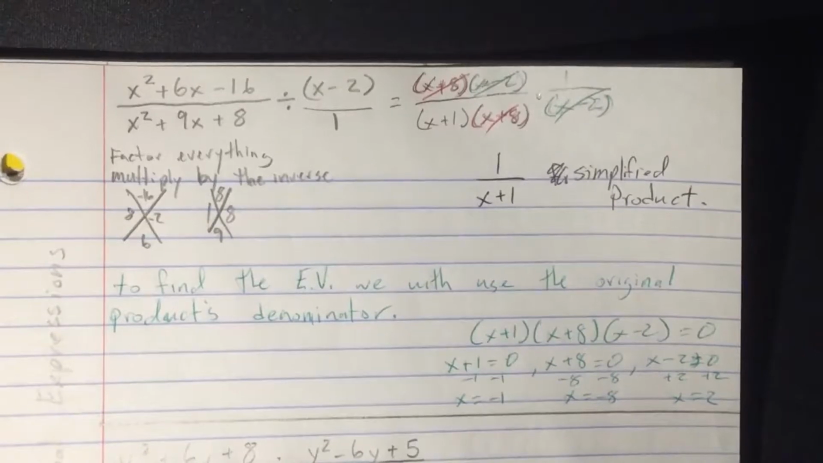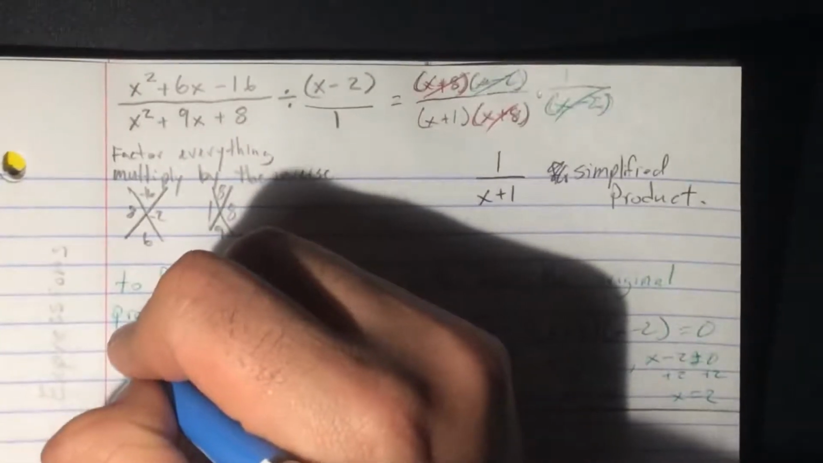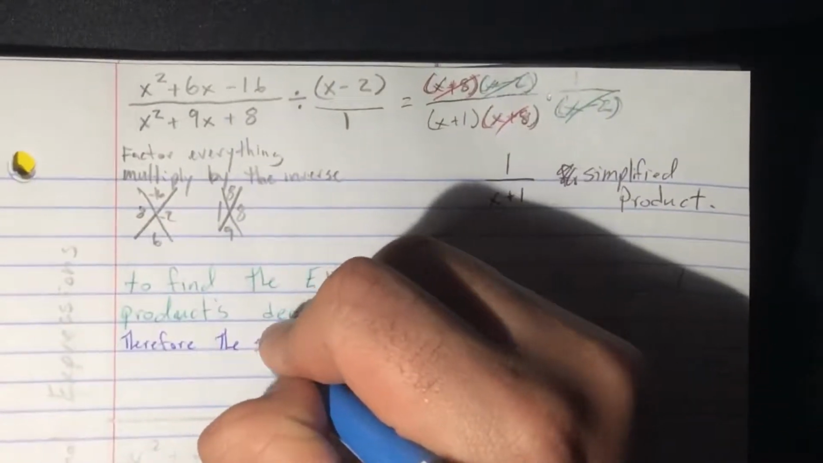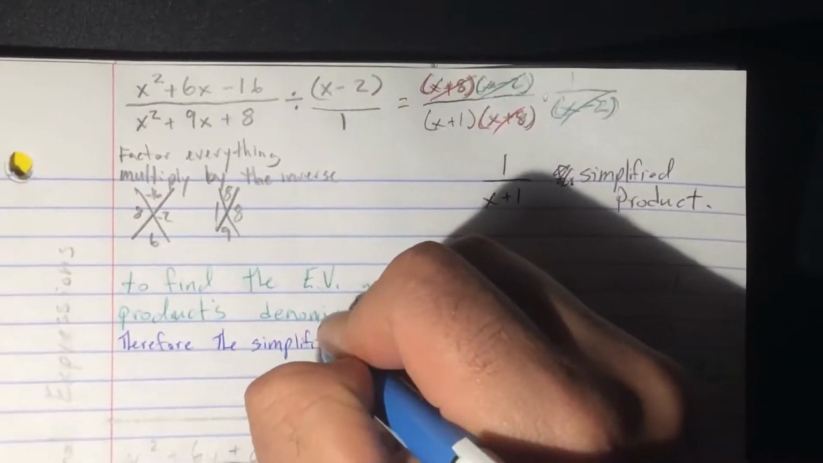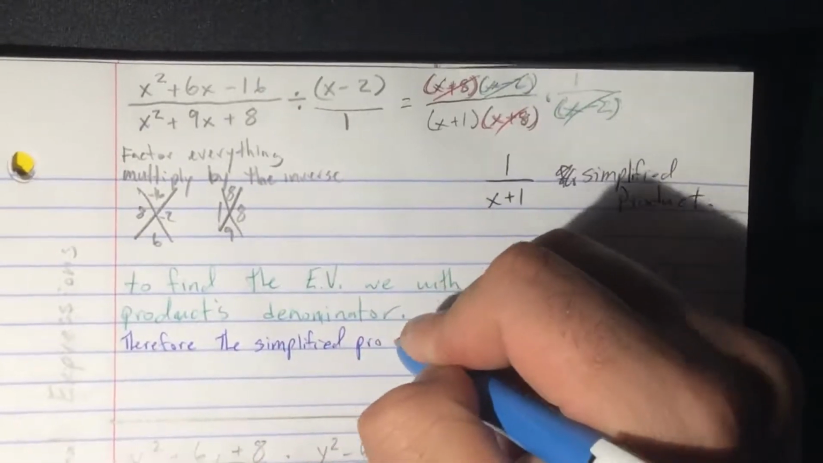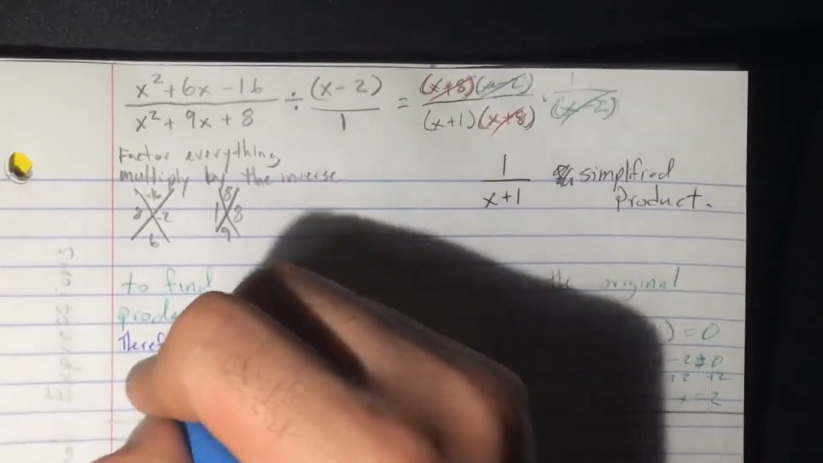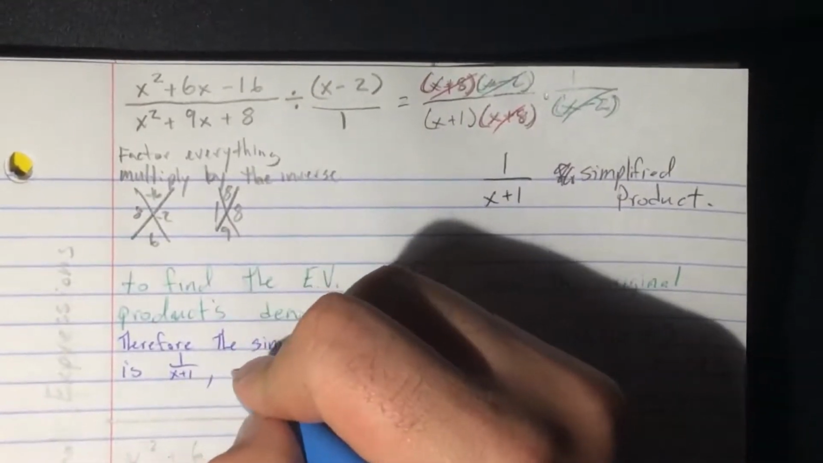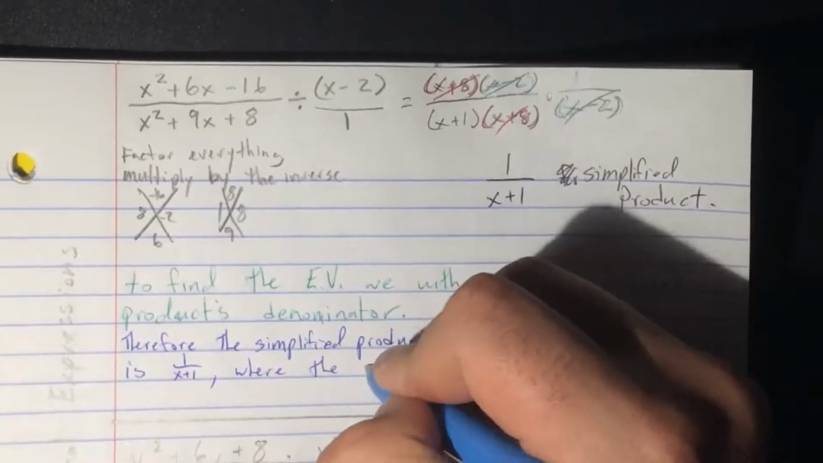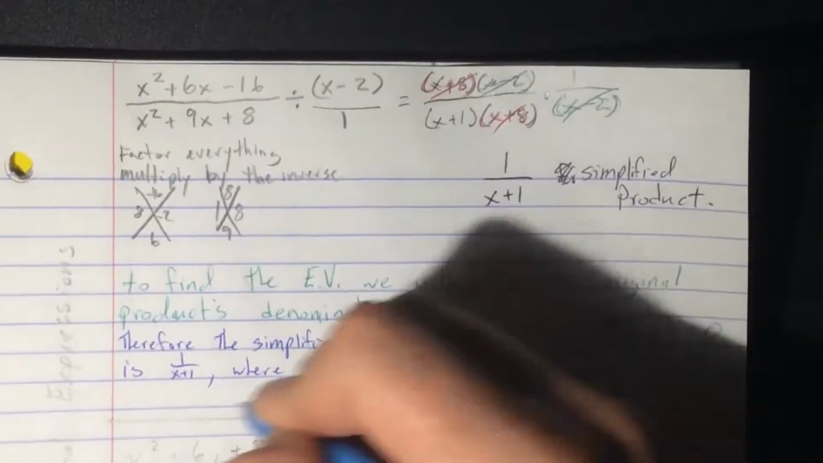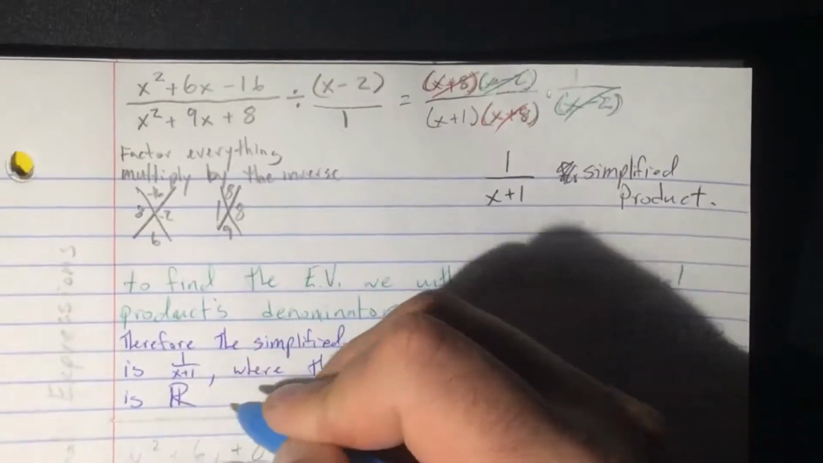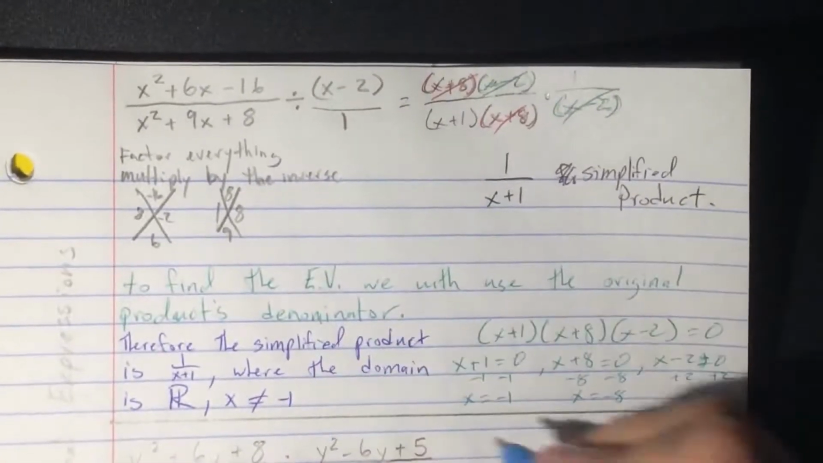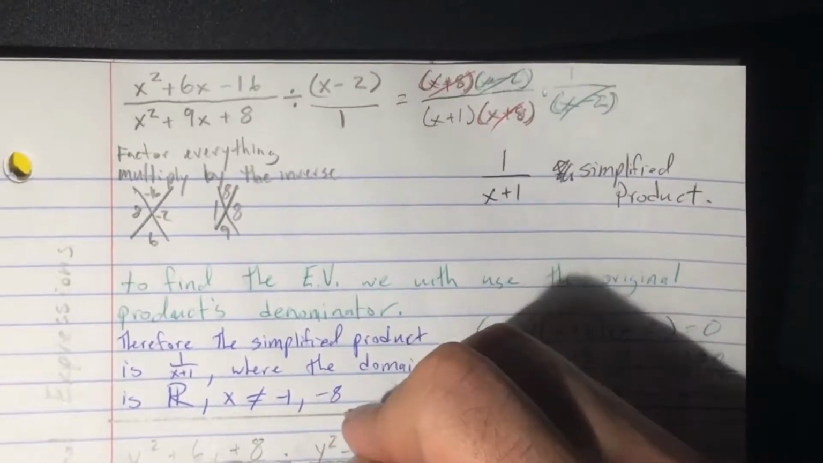So now we have our 3 excluded values, so we can write, therefore, the simplified form of the product is 1 over x plus 1, where the domain is all real numbers, where x cannot be negative 1, negative 8, and 2.